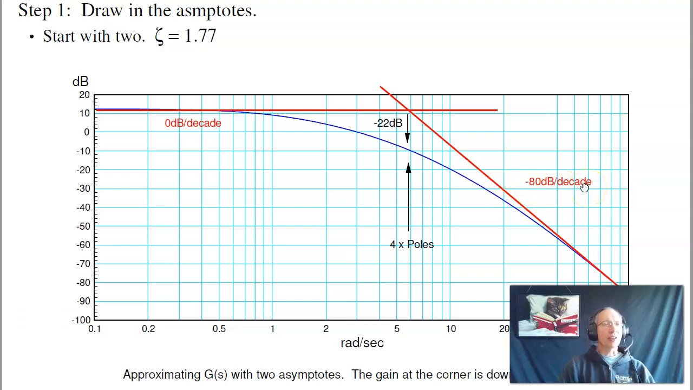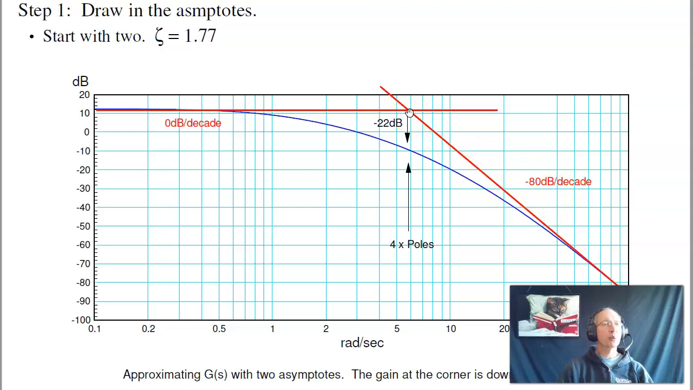Also as a caveat, when you draw your asymptotes, they have to be multiples of 20 dB per decade. A single pole is 20 dB per decade. 10 dB is half a pole. Half a pole means half a derivative. I have no idea what half a derivative is. So you have to have integer numbers of derivatives. You have to have integer numbers of 20 dB per decade when you draw your lines. But anyway, this says I've got 4 poles right here.